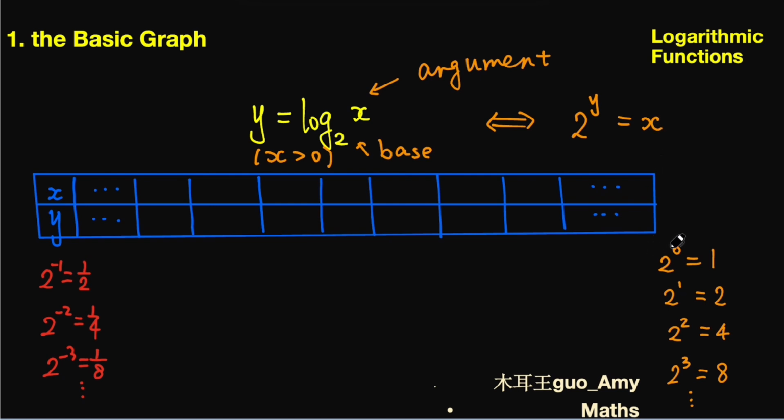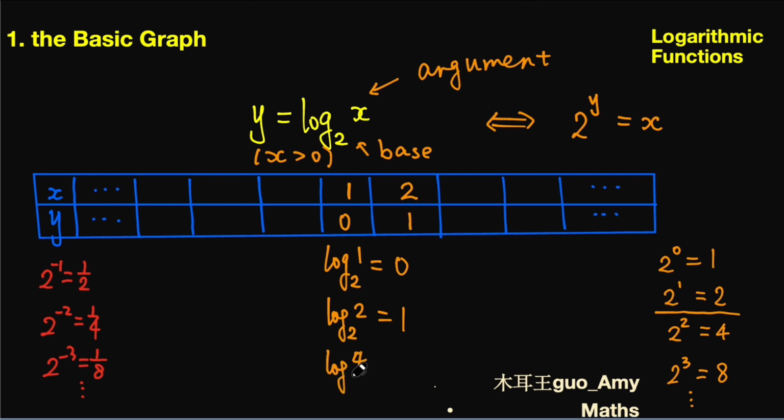Then we can see 2 to the power 0 is equal to 1, and then we can use x equals 1. It means log 1 to the base 2 is always equal to 0. Therefore, y is equal to 0. And then using the second exponential form, we have log 2 to the base 2 is 1. Then we can use x value 2 and y value 1. Similarly, log 4 to the base 2 is equal to 2. Let x be 4, y is 2. And x equals 8, we will have y equals 3.